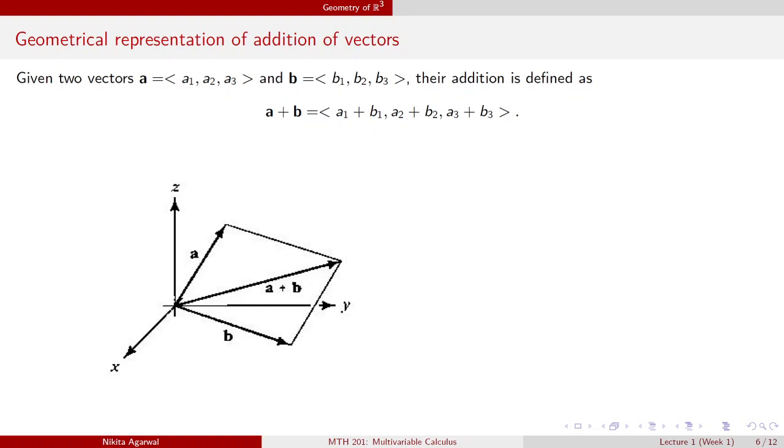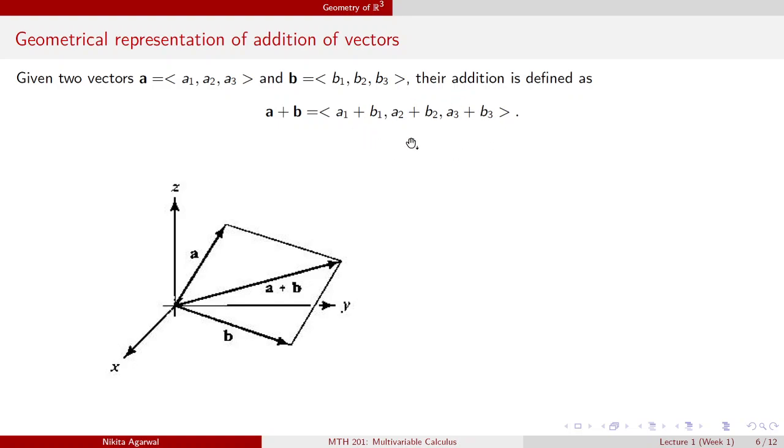So now we are going to talk about addition of vectors and their geometrical representation. Given two vectors a, which is (a1, a2, a3), and b, which is (b1, b2, b3), their addition is defined as a plus b equals (a1 plus b1, a2 plus b2, a3 plus b3). So again, we are adding them component-wise.